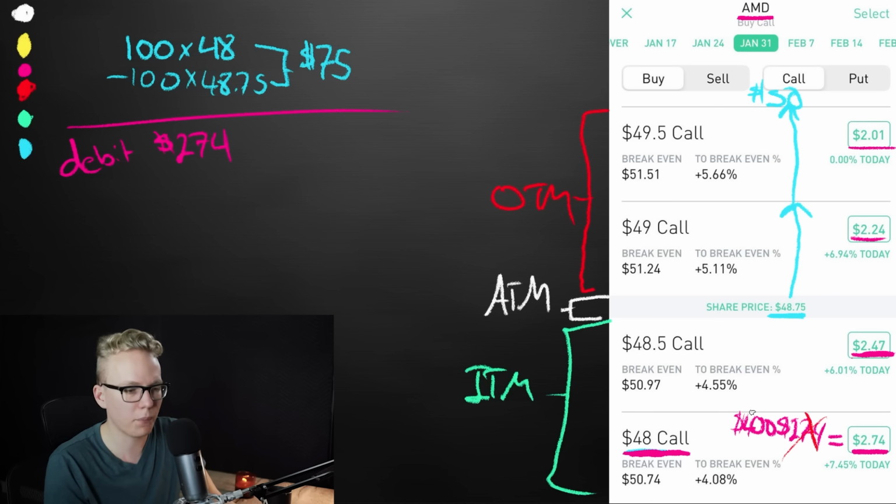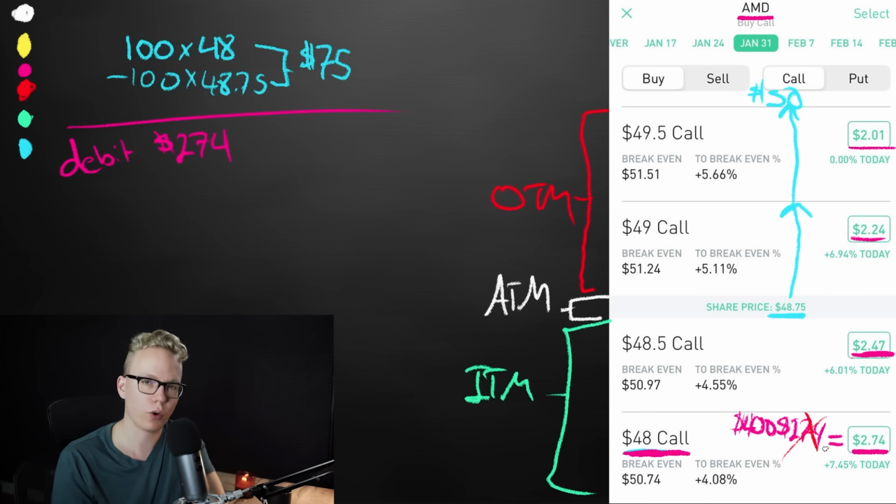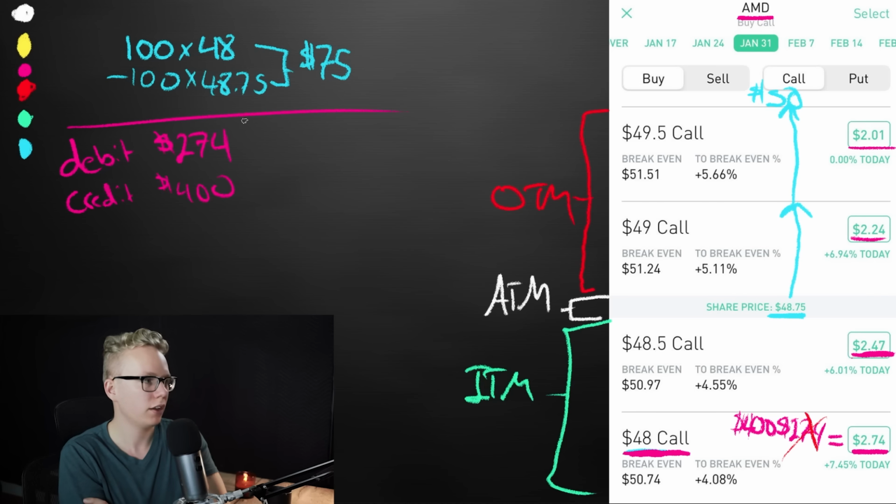So now people are buying and selling this call option for $400, and you can sell this call option for $400. So if you paid a debit of $274, but now you can sell this call option back to the market for a credit of $400, you paid $274, but you received $400. That's going to give you a total profit of $126, if I'm doing that math right.